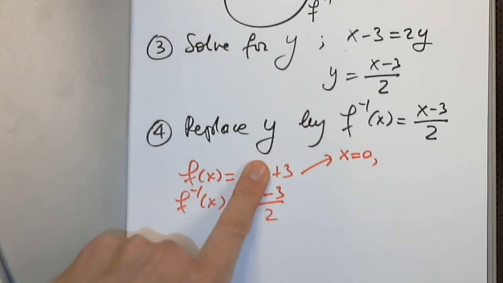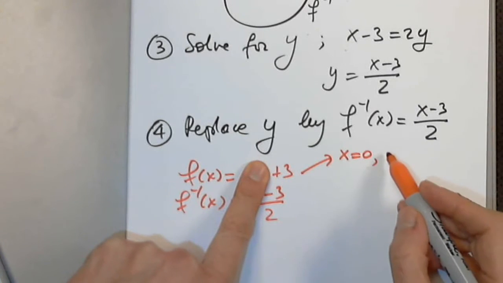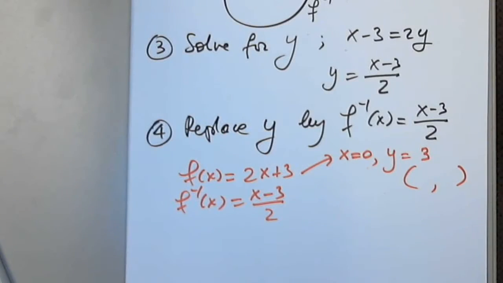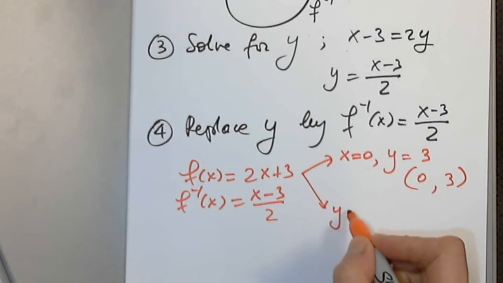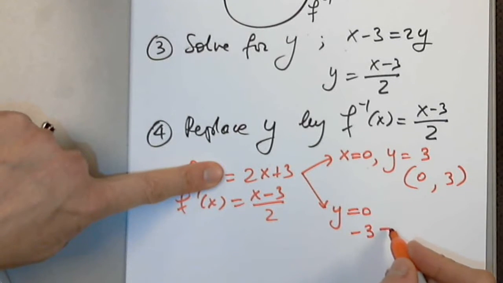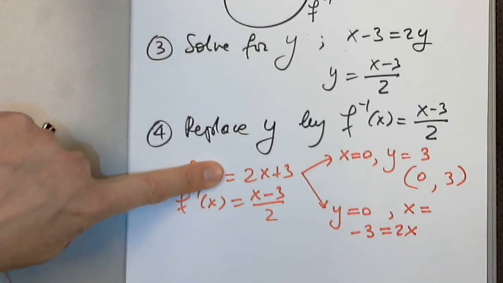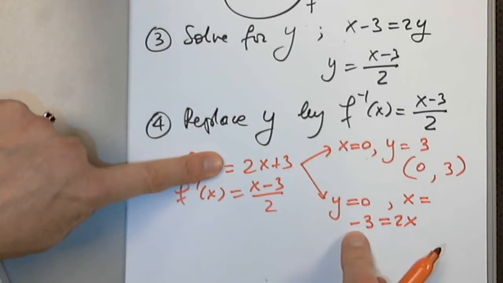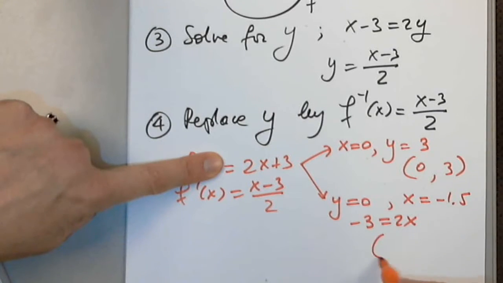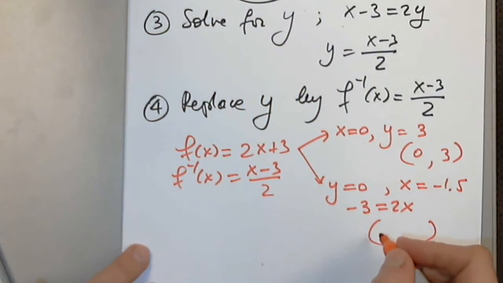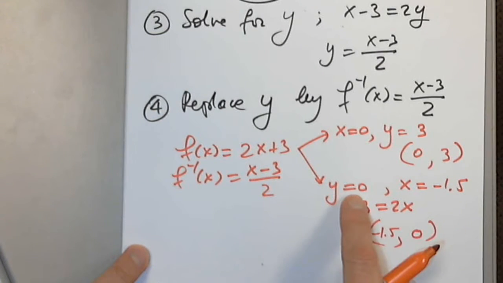When x is 0, how much is y? What is the ordered pair that we just determined? I said y equal to 0. I have to move 3. Negative 3 equals 2x. How much is x? Very good. Negative 1.5. What is the ordered pair that we just determined as the x-intercept? Negative 1.5, 0.